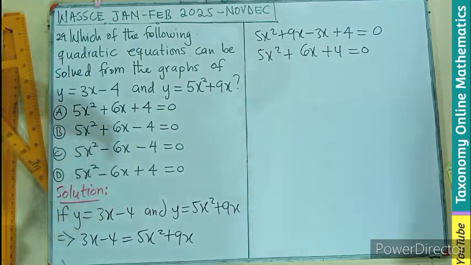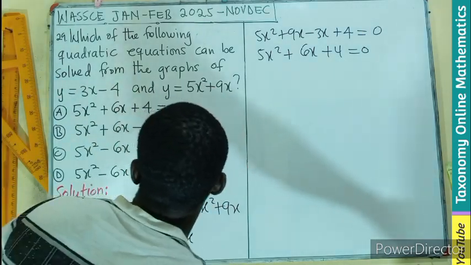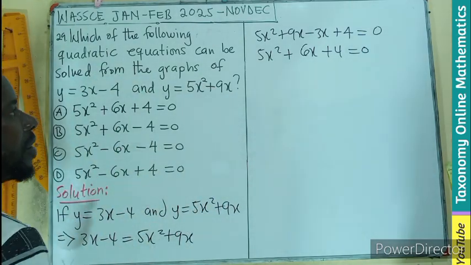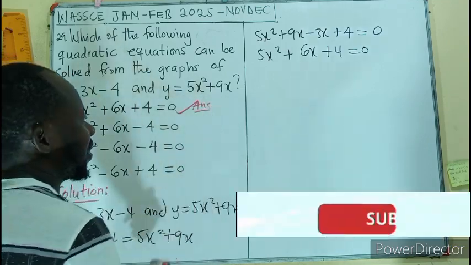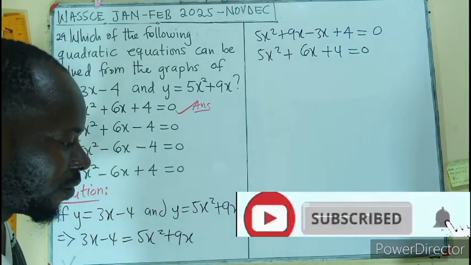So looking into the options, we can see that option A has the same value. So this becomes our answer, option A.